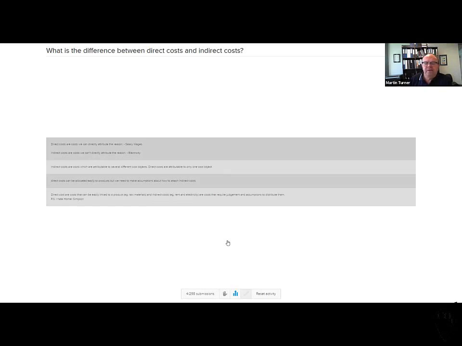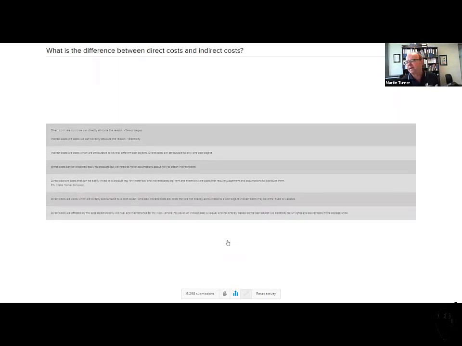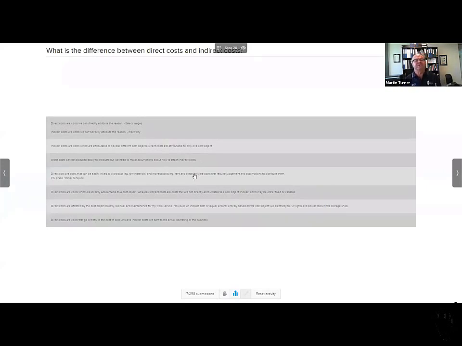That's usually true. But of course, somebody might work on multiple, that's not such a bad thing. Direct costs are allocated easily to products, but we need to make assumptions about how to attach indirect costs. That's right. It's almost a different way of saying what the previous person said. We need to make judgments when we're connecting indirect costs. Direct costs are like putting a magnet on a fridge. It just goes bing, it clearly connects. There's no problem. But indirect costs, not so. We've got to use a bit of Blu Tack or do some judgments and think about it.